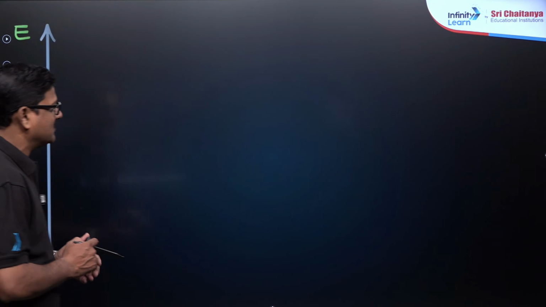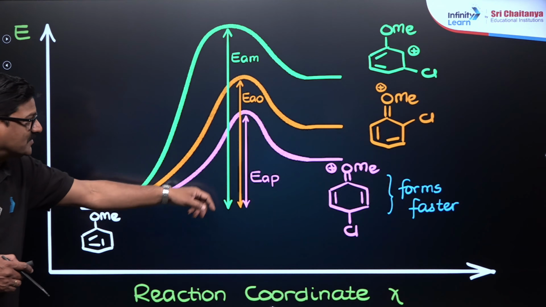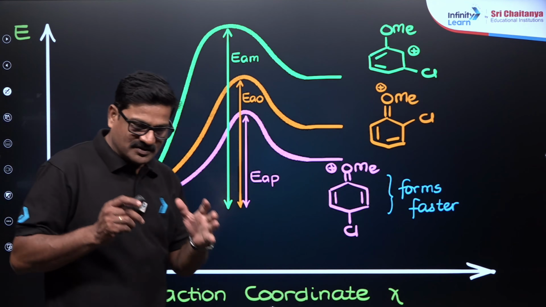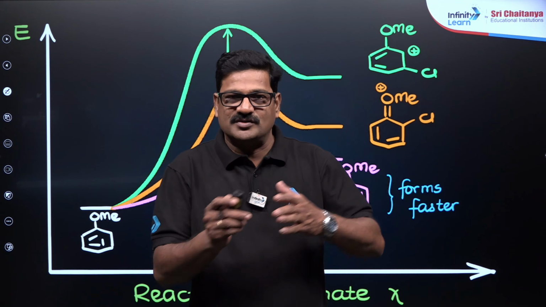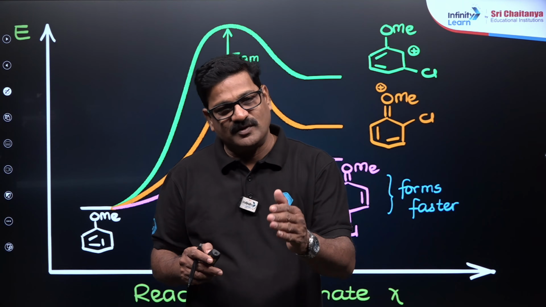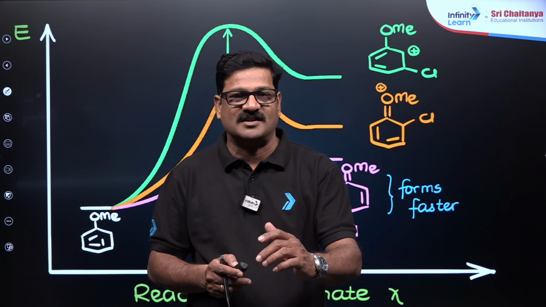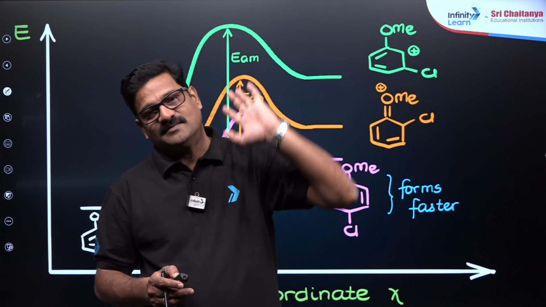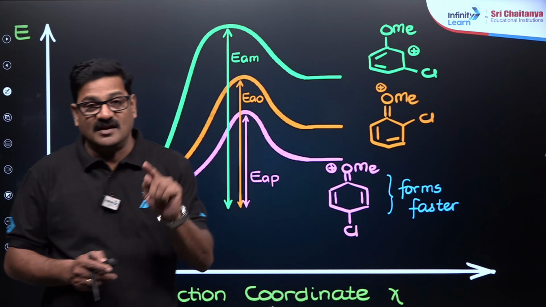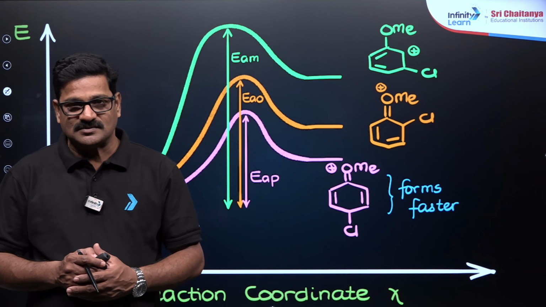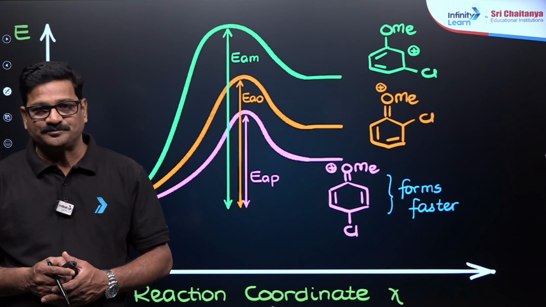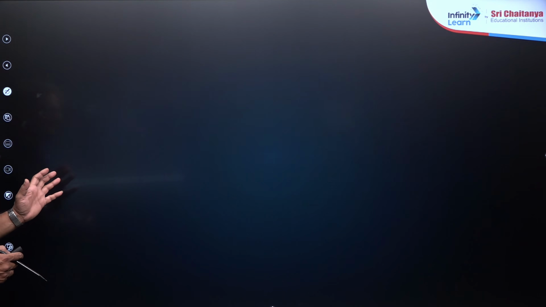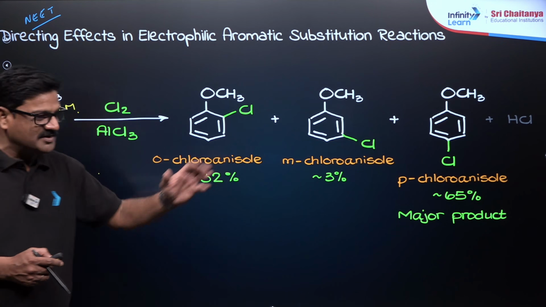Now, as a result of this, it has a lower activation energy for the para product. In a general chemical reaction, the reactant is going to give rise to a product through a pathway that has less activation energy, and that is going to be the major product. High activation energy is going to give the minor product. So you can say when anisole reacts with this, the para product is the major product.